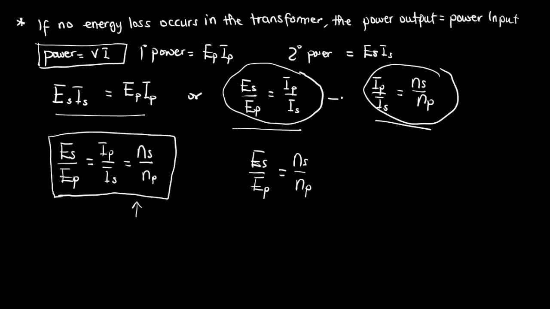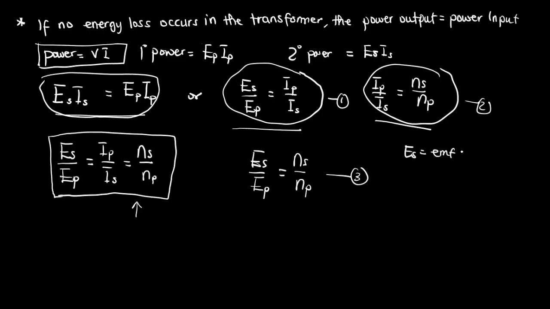So basically this is equation 1, this is equation 2. From equation 1 and equation 2 we can get this as equation 3. Don't confuse the positions. Are you okay? So the first thing you need to know is that the current and the number of turns are inversely proportional, and this one is also like this. And once you know that, you don't have any problem, right? Like I said, ES is the EMF in the secondary coil, and EP obviously is the EMF in the primary coil.